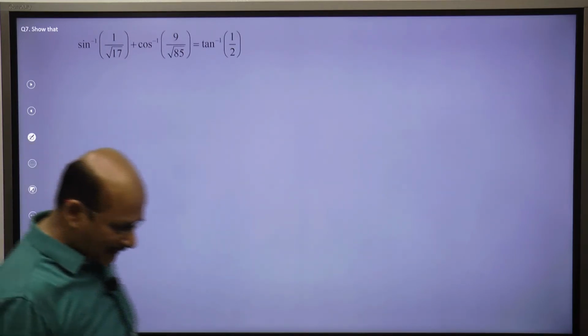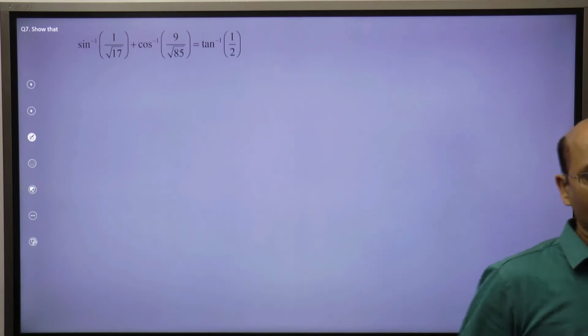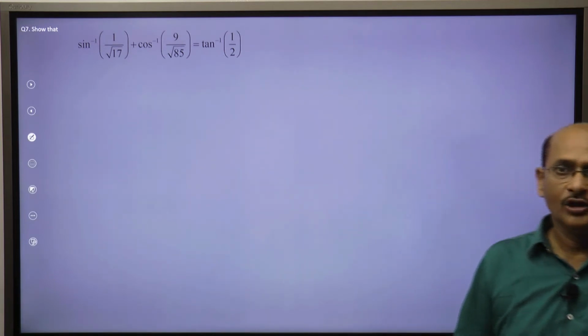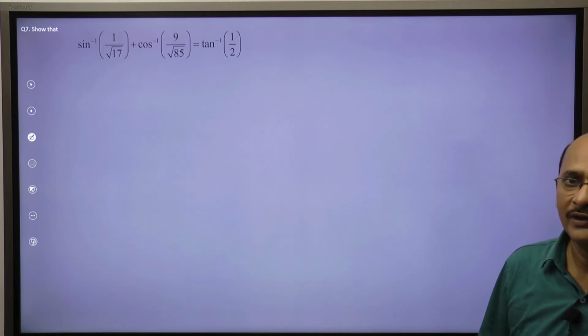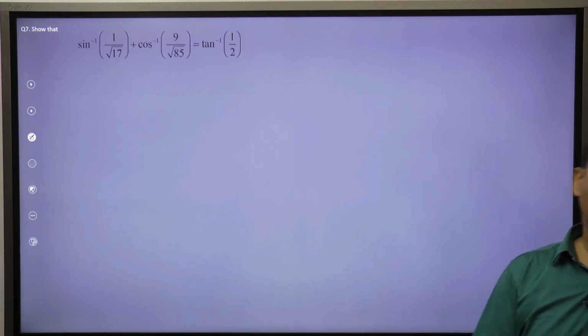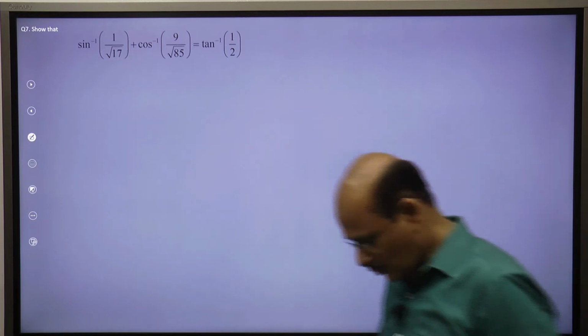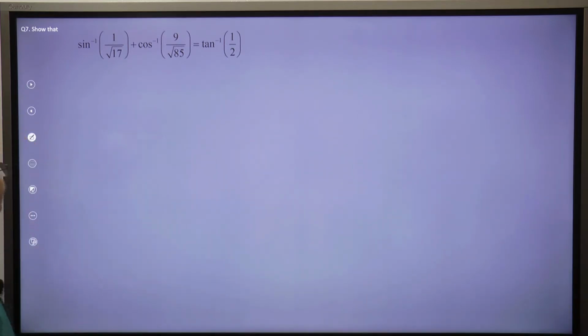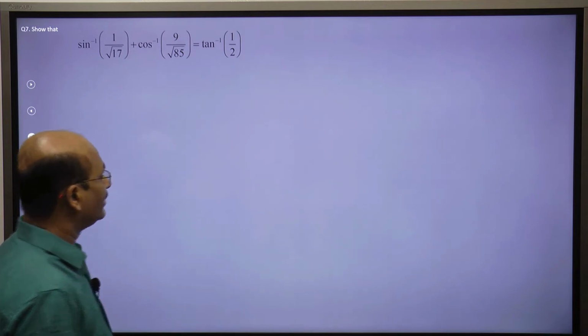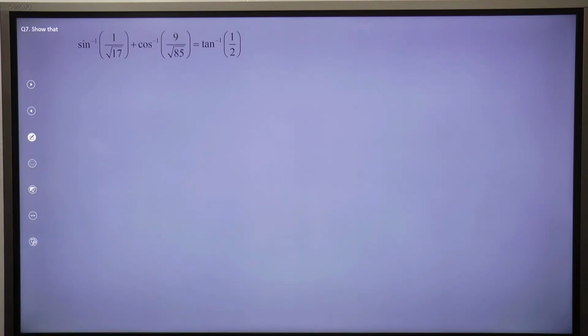Again, show that. As I said, if you look at the board pattern, most of the questions are in the show that form, but recently you will see they are asking more sums on solve. So as we go on, we have to look at both aspects, both patterns of the sum, and let us see how we go about that. So here, there is sine inverse 1 upon root 17 plus cos inverse 9 upon root 85 is equal to tan inverse 1 by 2, right? So how I go about that, let us see. Sine inverse 1 by root 17 plus cos inverse 9 by root 85 is equal to tan inverse half.